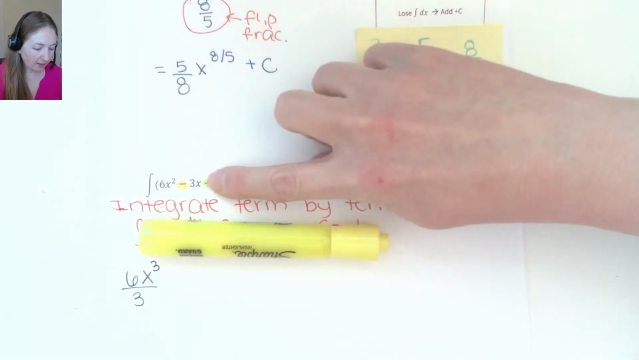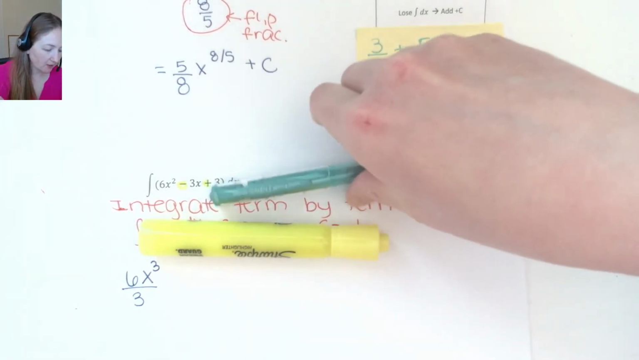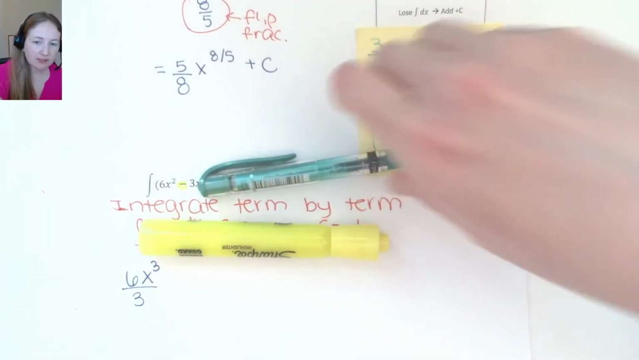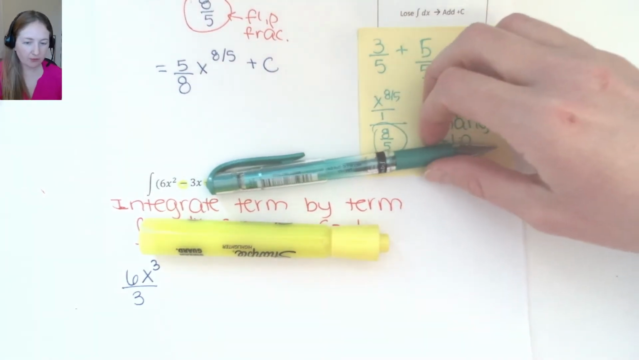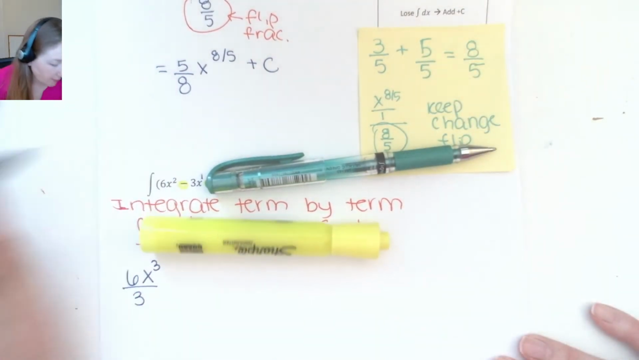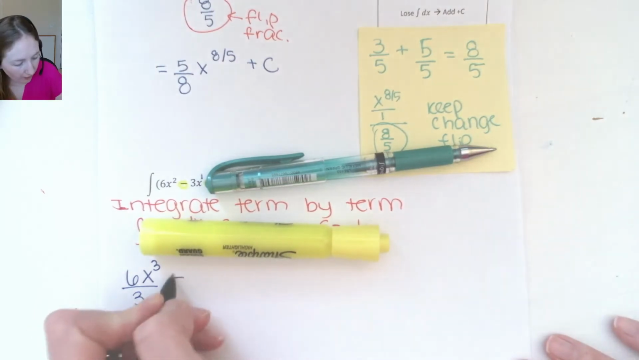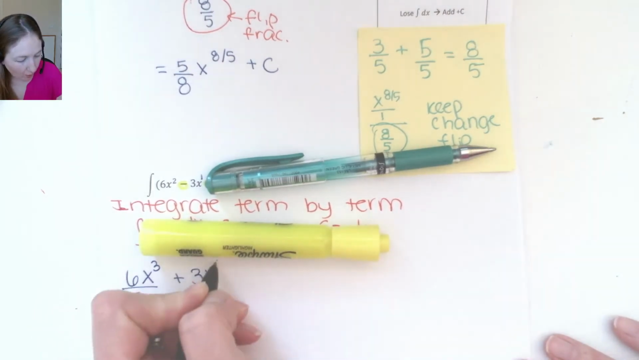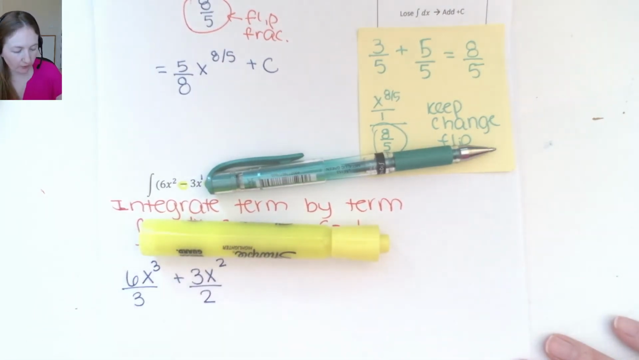Then I'll look at my next term. So my next term is this negative 3x. Remember, I am using the power rule there with the negative 3x. It is raised to the first power. So I will have negative 3x, 1 plus 1 will give us squared over 2.